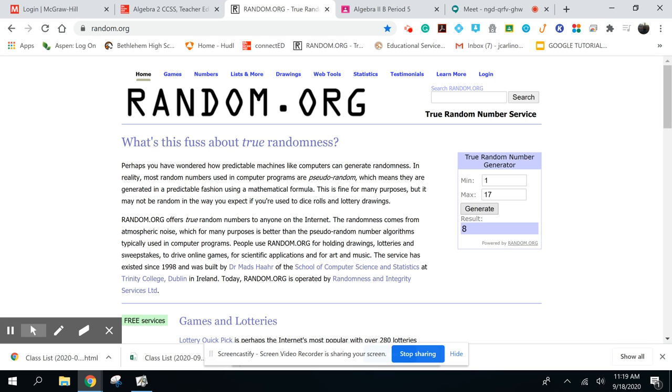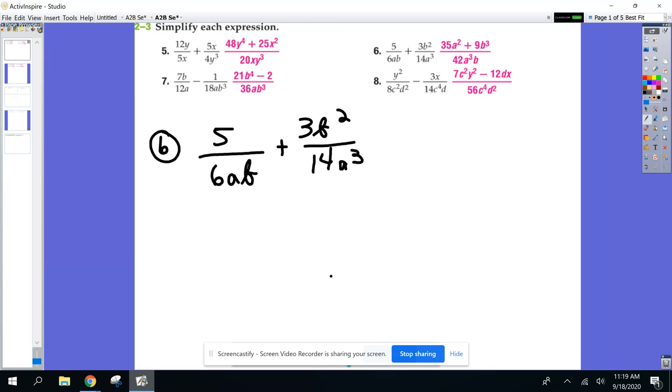Let's start number 8. Gotta get my cheat sheet out here. Here we go, Colin, quick question. Are those the same denominators?